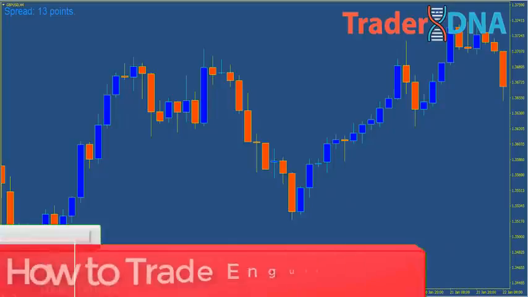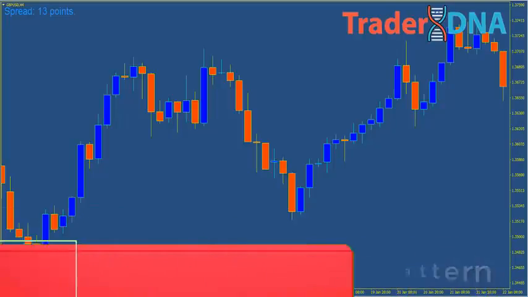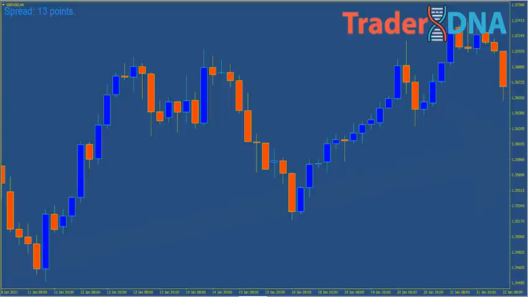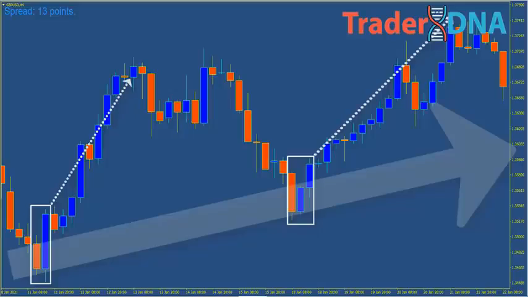And now, how to trade the engulfing pattern. Engulfing candles don't always have to appear at the end of a trend. When viewed within a strong trend, traders can glean information from the candle pattern, pointing towards continued momentum in the direction of the existing trend. In this video, I will give you an easy 4-step process to trade the engulfing pattern. So, let's get started.